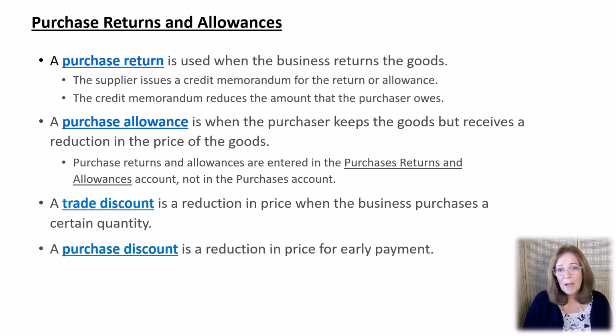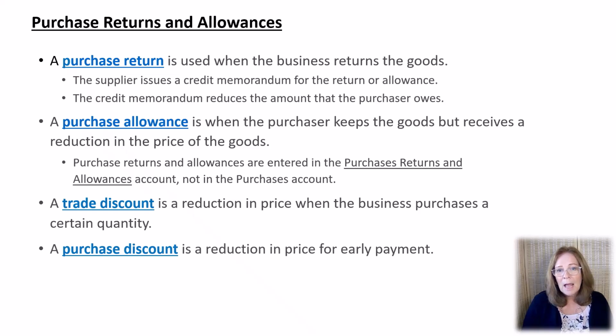When merchandise arrives, it is examined to confirm that it's satisfactory. Occasionally, the wrong goods are shipped or items are damaged or defective. A purchase return is used when the business returns the goods. The supplier issues a credit memorandum for the return, and the credit memorandum reduces the amount that the purchaser owes.